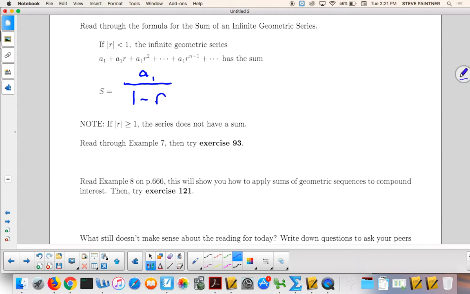So an important thing to note is that infinite sums of geometric sequences only converge if the absolute value of r is less than 1. Because if the absolute value of r is greater than 1, it's just going to diverge. It's going to go off to infinity. So with that in mind, let's do exercise 93. This is asking us for the sum from n equals 0 to infinity of, it looks like 1/2 to the n power.